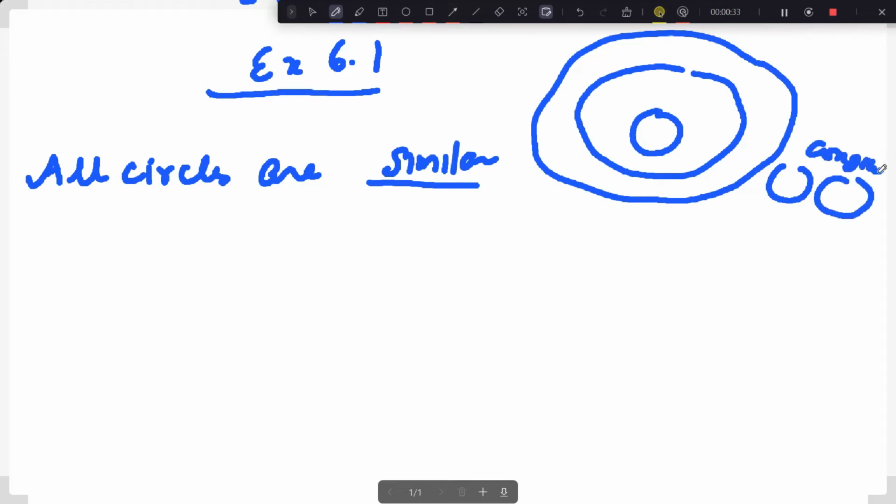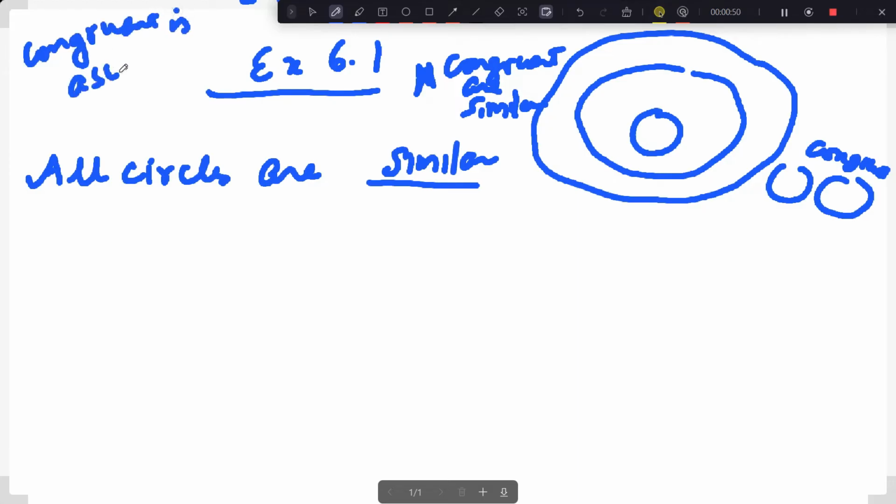So are congruent circles similar? Yes. So all congruent are similar, but the vice versa is not true, right? So basically congruent is a subset of similar.